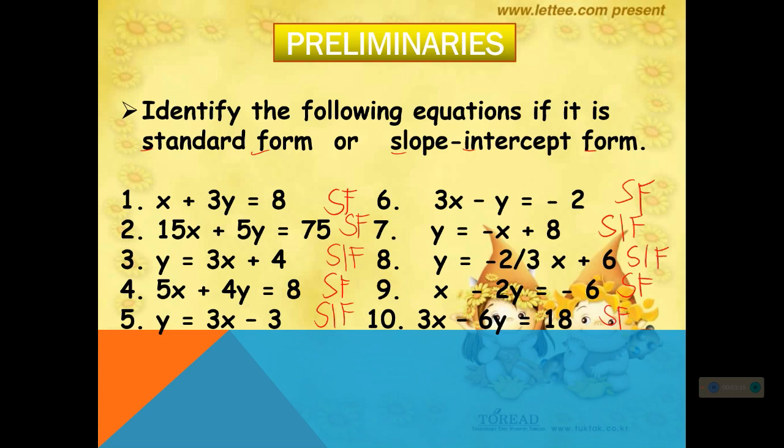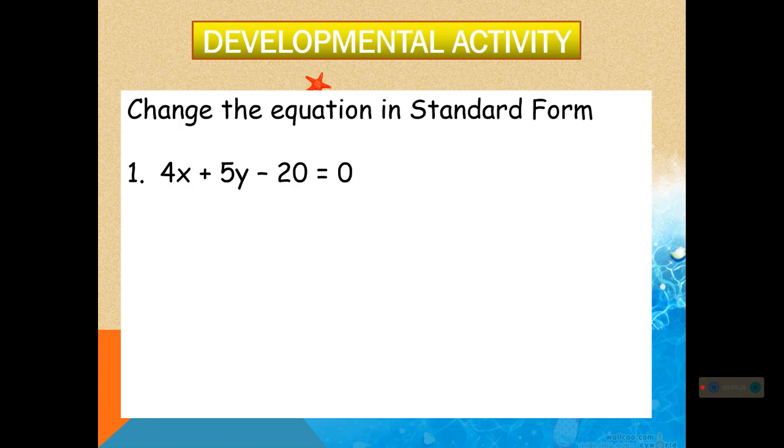Okay? So, is there any question? Okay? So, it seems that you have mastered how you are going to identify if the given equation is written in the standard form or slope-intercept form. So, to continue, let us solve this equation. We are going to change the given equation in the standard form. Again, what is the standard form? Yes, we have ax plus by equals c.